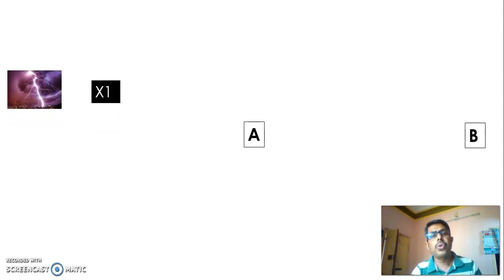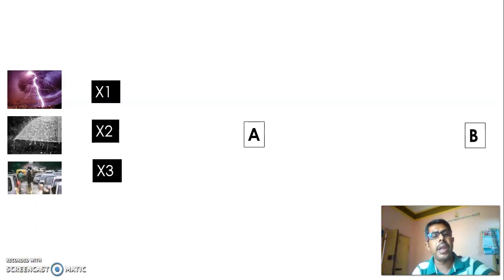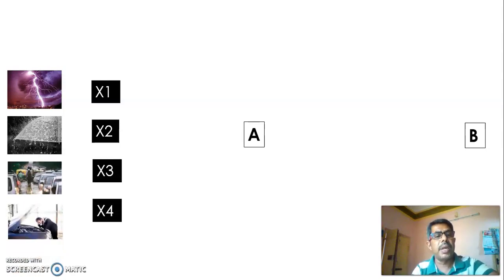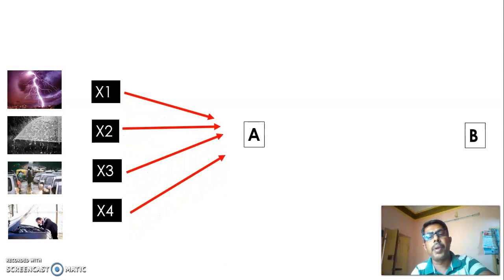In this model, there are factors. A is the source and B is the receiver. Communication goes between A and B, and factors may affect it. X1 is a factor. Maybe it is a natural calamity, maybe the rain, maybe the traffic, maybe tiredness, difficulties in listening. All these factors may be influencing the speaker.